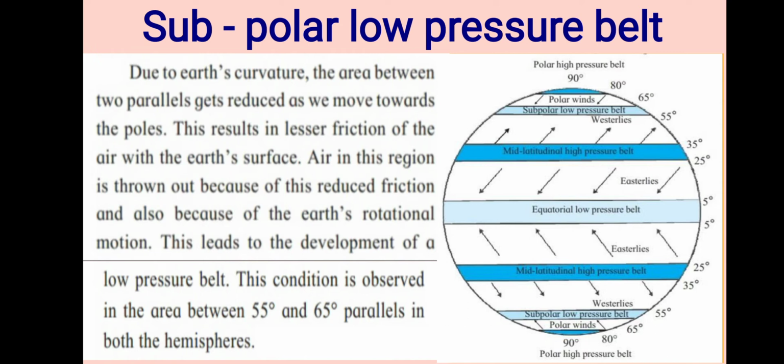Are you able to see? Identify this region, 55 to 65 parallel, on both sides, in the north also, in the south also. This region is known as the subpolar low pressure belt. Okay.